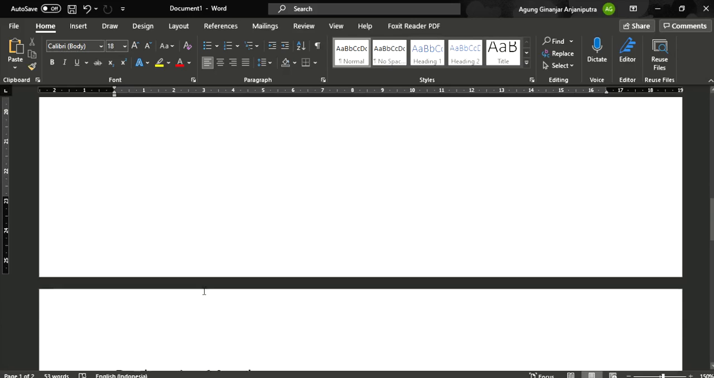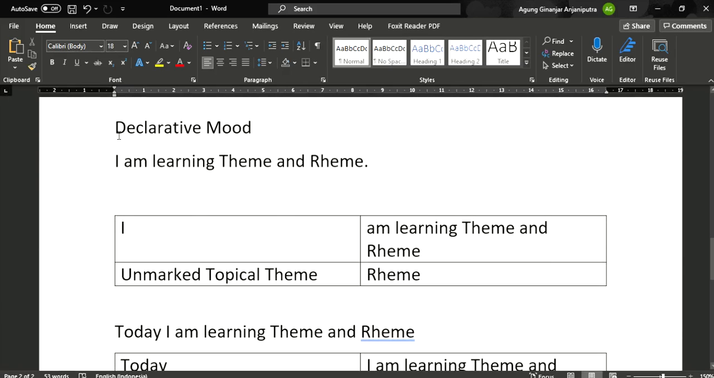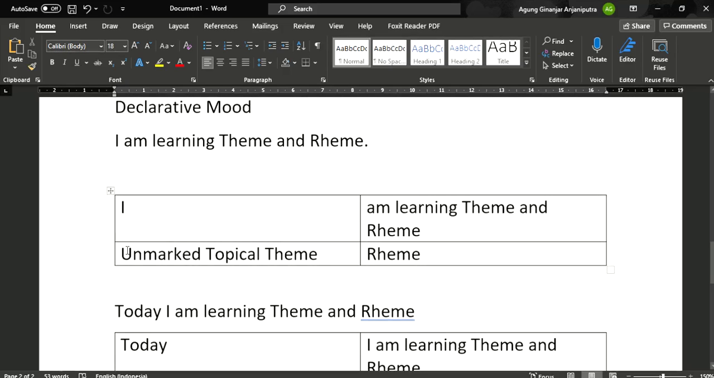For example, here, I prepared it for you. In declarative mood, it is common. When we talk about marked and unmarked themes, it has something to do with whether it is typical of that mood or atypical. When it is typical of the structure in that mood, then it is unmarked, because we know in declarative mood it usually begins with subject.